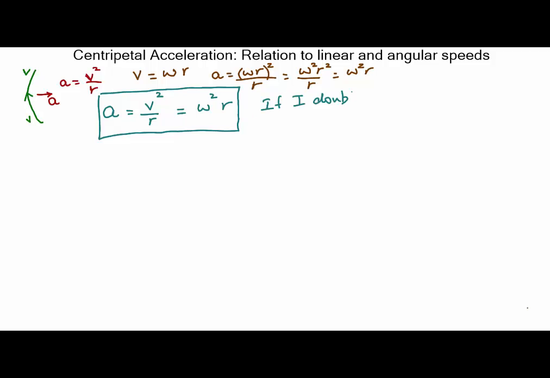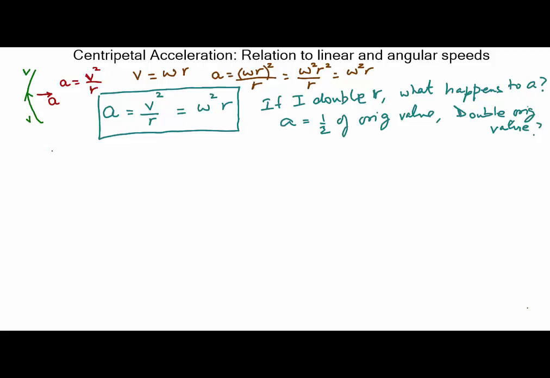Now let me ask you a question. If I double r, what happens to a? Let's look at these equations and see if I can get an answer. If I look at the first form of the equation, it seems like if I double r, I'm doubling the denominator, so a will become 1/2 of what it was. But then if I look at the second equation, it looks like r is in the numerator, so if I double r, a would double. So which one is it? Does a become 1/2 of what it was, or double?